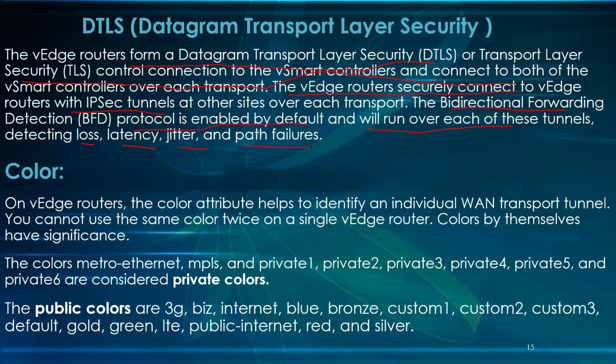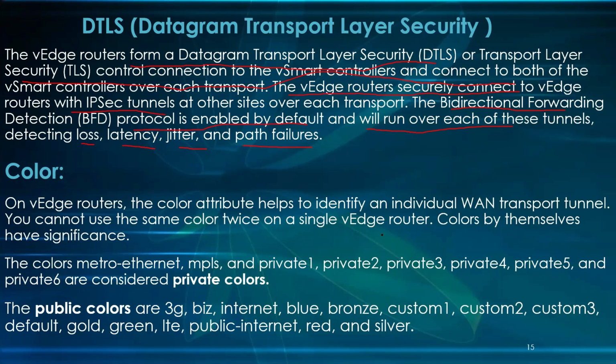Okay. Next, we have the color. On the vEdge router, the color attribute helps to identify an individual WAN transport tunnel. You cannot use the same color twice on a single vEdge. So the first thing is that color is an attribute which we use to identify an individual WAN transport. The second thing is that you cannot use the same color twice on the same vEdge. So the colors by themselves have a significance.